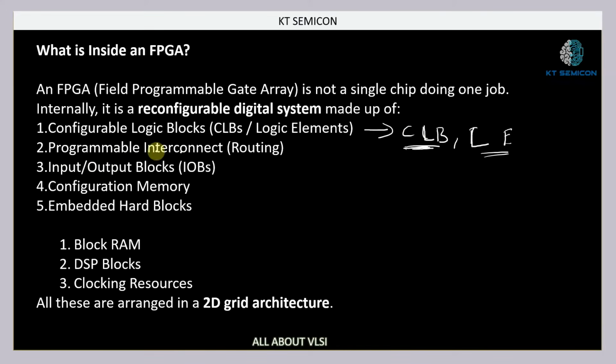And you will have programmable interconnects, which are used for routing, input output blocks, configuration memory, and embedded hard blocks, which you can also call BRAMs, block RAMs. We will see what these mean. So we have block RAMs, DSP blocks, clocking resources, and everything will be arranged in a 2D architecture. These are the things present in an FPGA which make them reconfigurable, right?